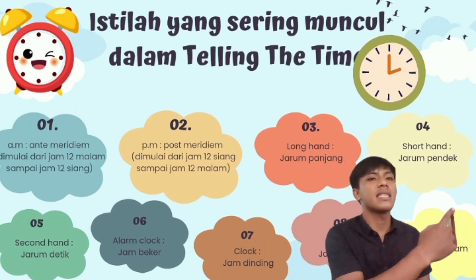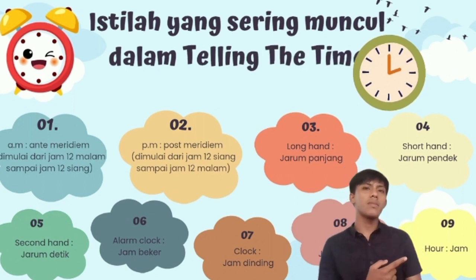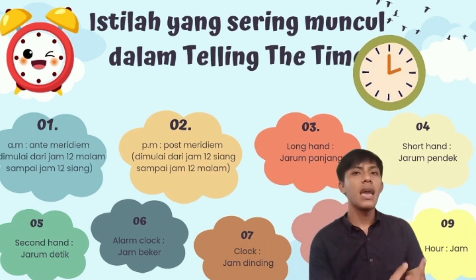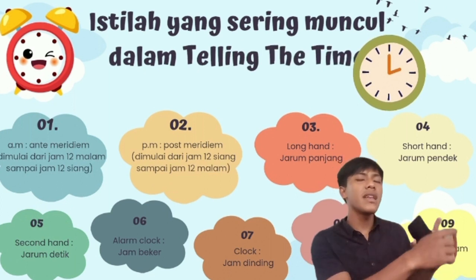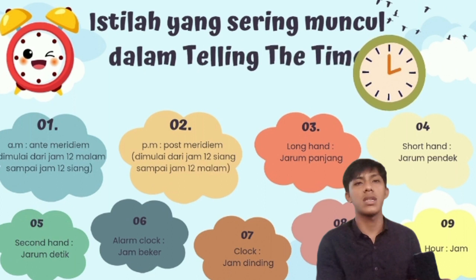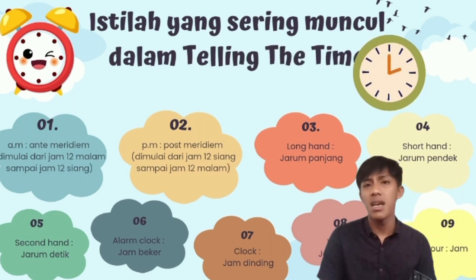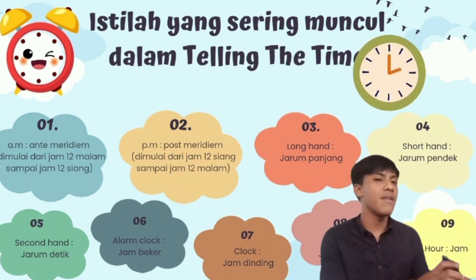When we talk about time, we also use the terms AM and PM. AM is used for morning to noon, while PM is used for evening to night. It is important to distinguish the time between morning and evening.